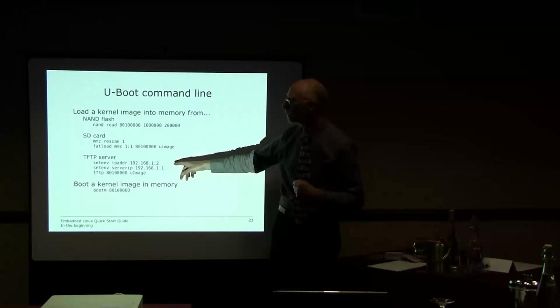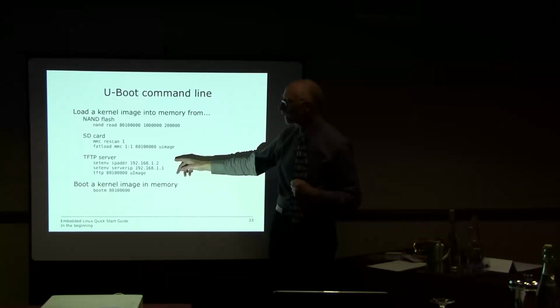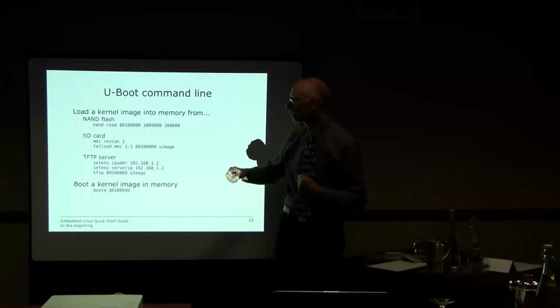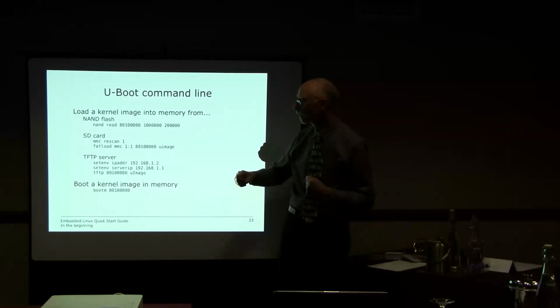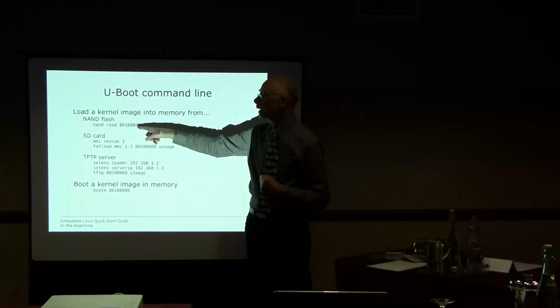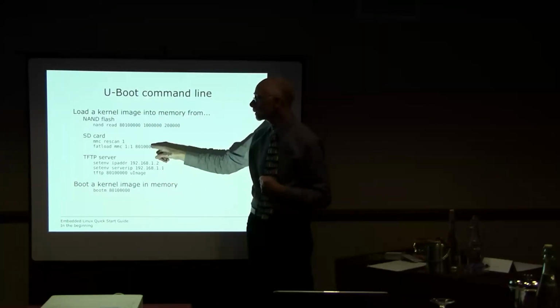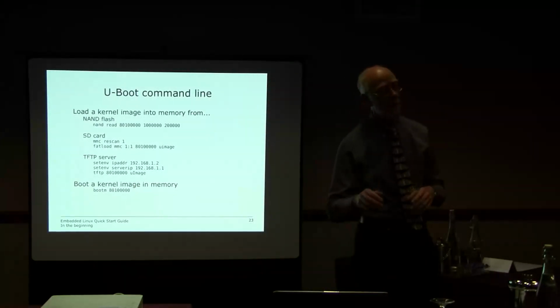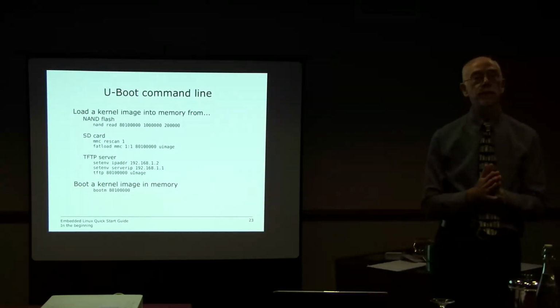This is what we will be doing later on. So just to point out that when we're using TFTP, of course, we'll need to set an IP address for the board and an IP address for the server we're loading from. And then in each case, this loads an image into address 0x80100000, here, here, and here. And then to actually boot the kernel up, you type bootm and give it that magic address.